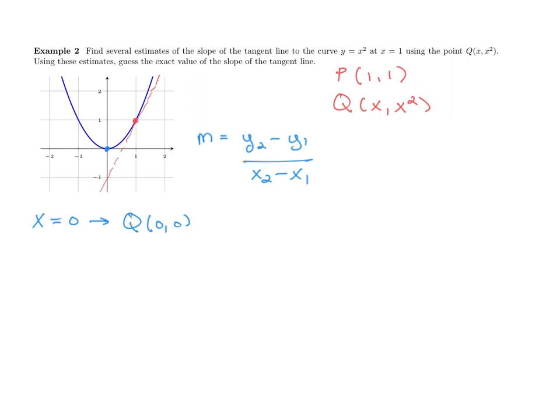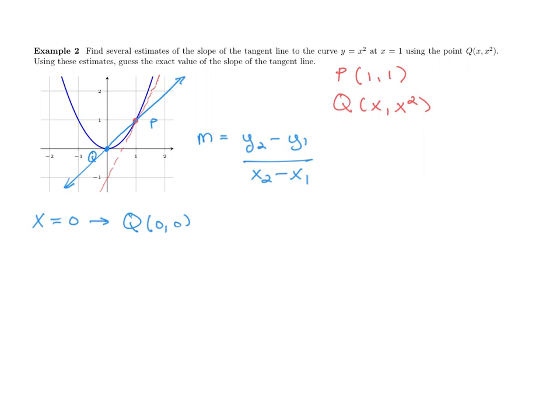So here's a second point. This one's Q, and this one's P. And if you draw the line that goes between them, I get this thing. I can now use this formula to figure out the slope of this blue line.